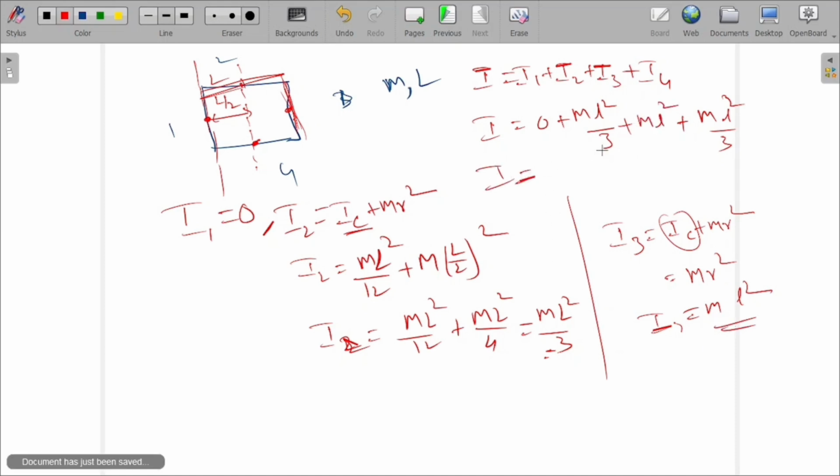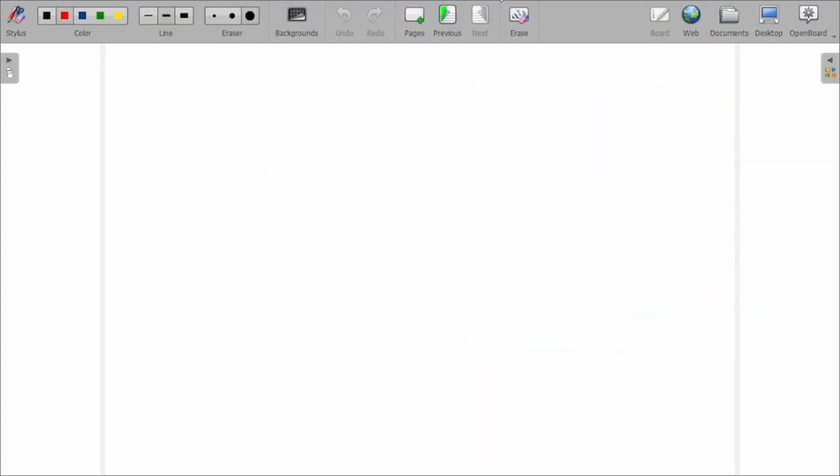So then I equal to ml square by 3 plus 2 ml square by 3 plus ml square. So this will be 3 plus 2, 5 by 3 ml square. Okay, clear? So the answer is 5 by 3 ml square. Okay? Next, now the same rods but about the corner.